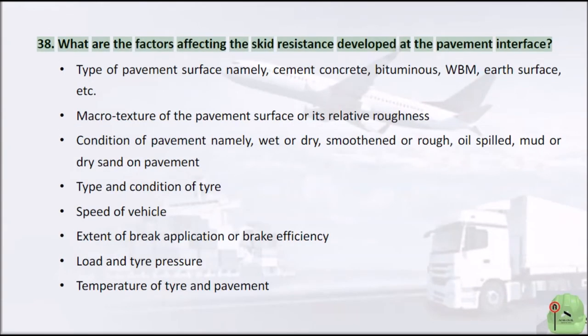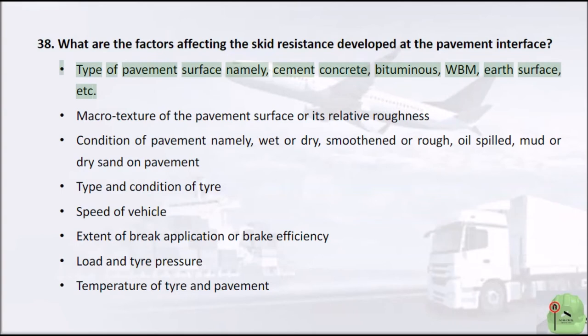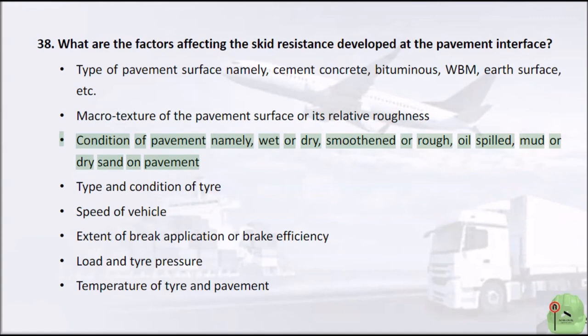What are the factors affecting the skid resistance developed at the pavement interface? Type of pavement surface, namely, cement concrete, bituminous, WBM, earth surface, etc. Macro texture of the pavement surface or its relative roughness. Condition of pavement, namely, wet or dry, smoothened or rough, oil spilled, mud or dry sand on pavement. Type and condition of tire.